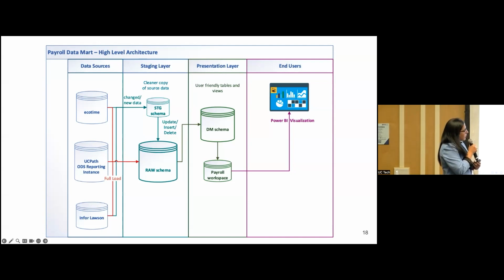Then we have the presentation layer. It has the DM schema, which is our source of truth and has the denormalized tables. And then we provision a payroll workspace to Suzanne. Suzanne, do you want to explain?